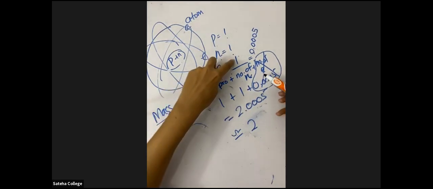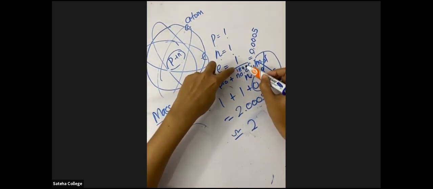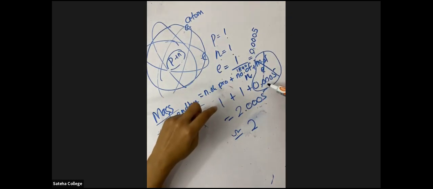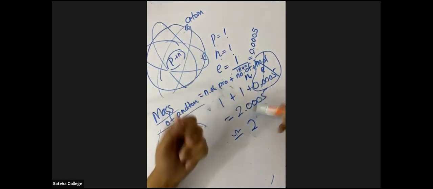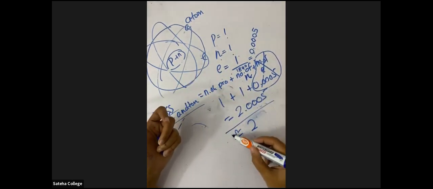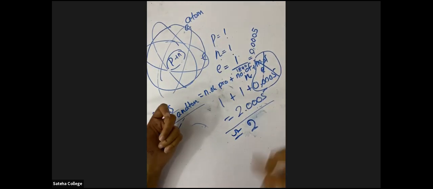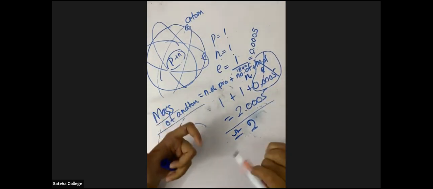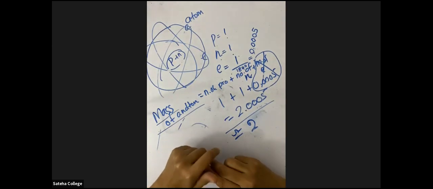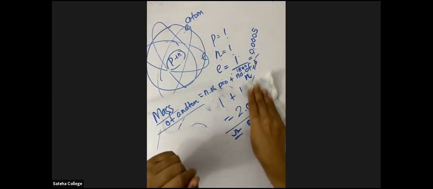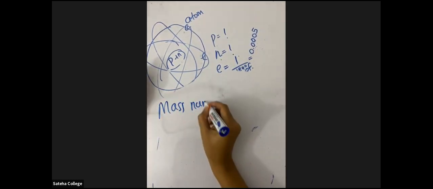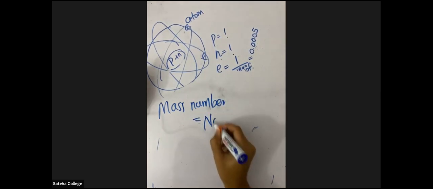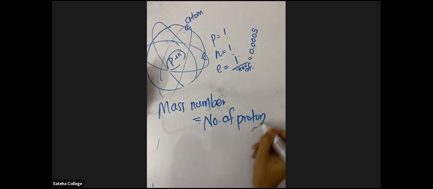But the mass of an electron is 1 divided by 1840. So that means it's 0.0005, which is a very, very small value. So when you're adding everything, approximately you say this is 2. So do you consider the number of electrons? No. Right? So therefore they say mass number is equal to number of proton plus number of neutron.